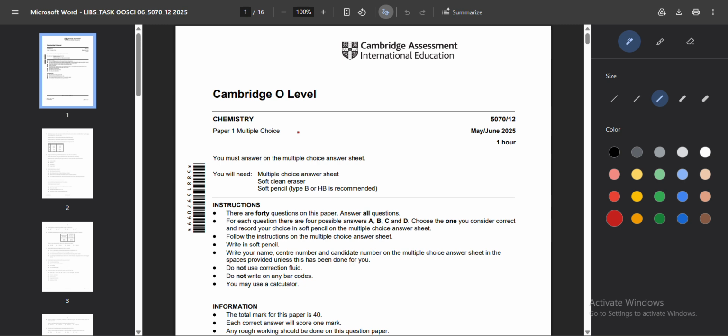Friends, today we are solving Chemistry P1 MCQs from May-June 2025. These questions are very important if you want to improve your paper solving skills and score higher in chemistry. So let's start.